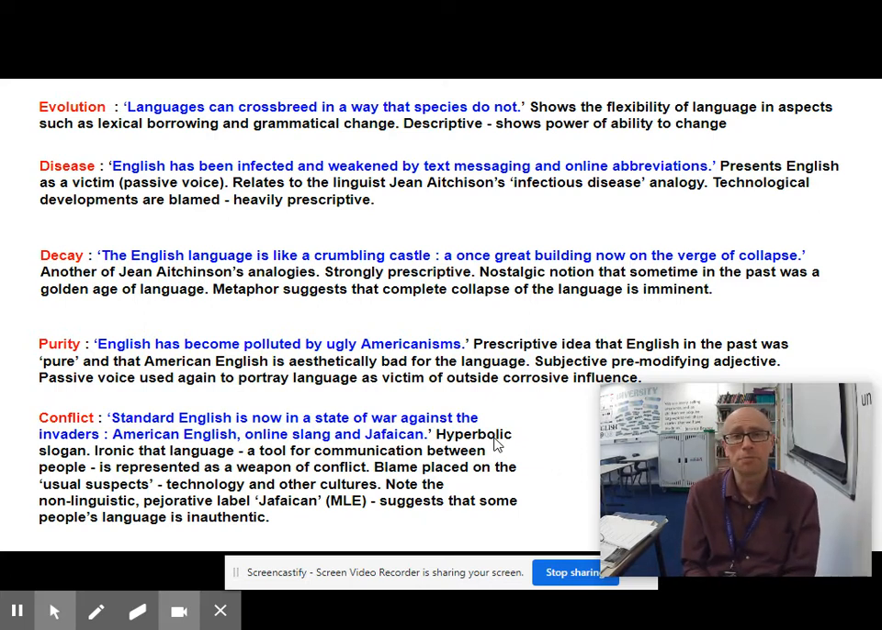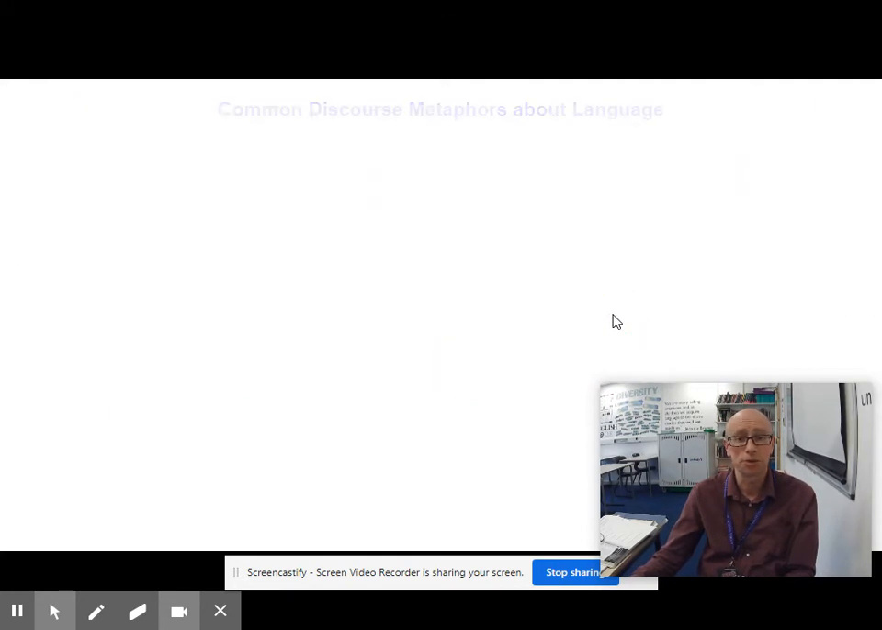So the blame is being placed on the usual suspects, technology, other cultures, and just focusing on that word Jafaican. That's not a linguistic word. That's a journalistic label that's used. So it's pejorative, and it's somehow suggesting, that word Jafaican, that people's language is somehow inauthentic. Okay, so there gives you a little bit of practice of the sorts of ideas that might be running through the two texts that you're looking at on question 3 of language discourses.